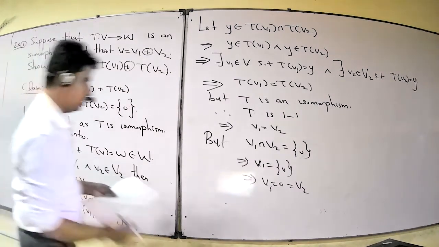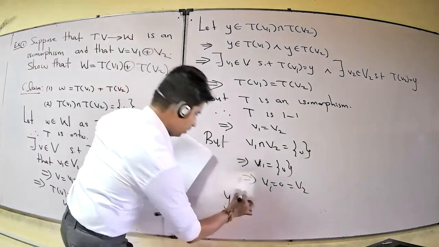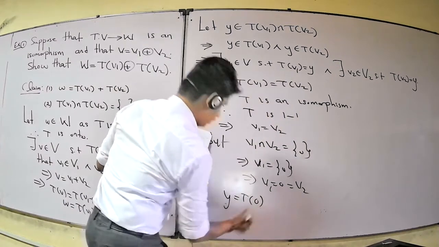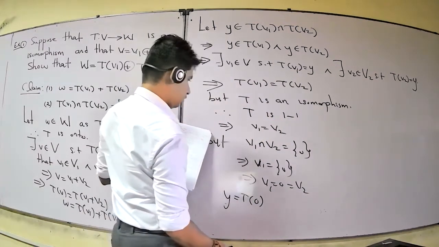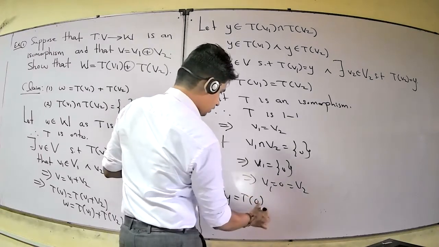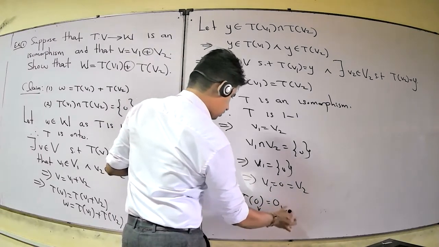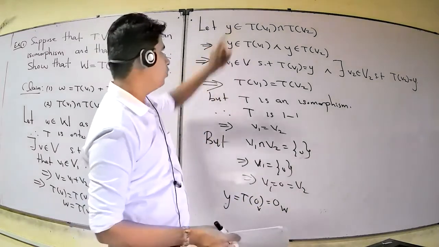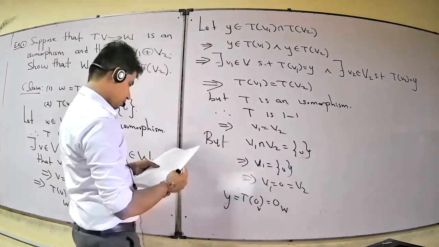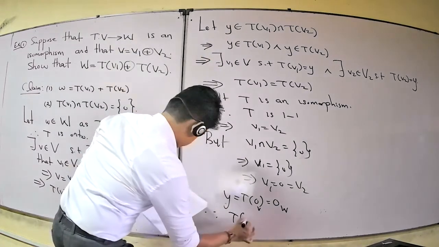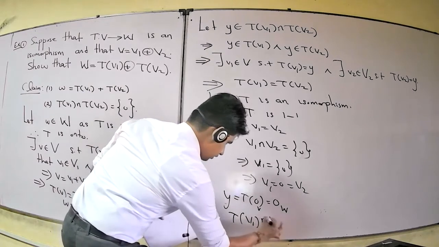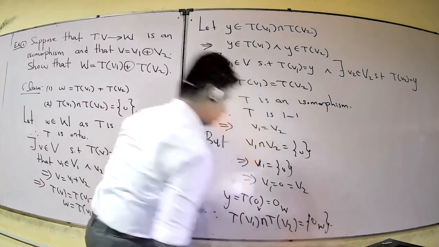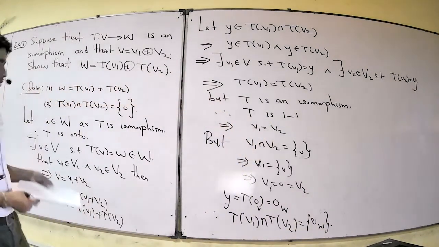Suppose V1 is 0, V2 is 0. Here y equals T of V1, which is T of 0, but this 0 belongs to V. 0_V equals 0_W. Therefore y is also 0. That means this intersection element should be 0. Therefore T of V1 intersection T of V2, this intersection element, should be 0, belonging to W.